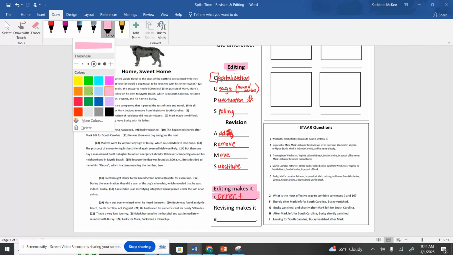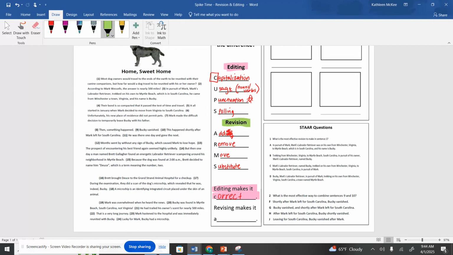On the other hand, revision, is making it, going with our A here, awesome. So if you can remember, editing is CUPS, revision is ARMS, then you can also remember the C and the A. Editing makes your writing correct, following all the rules, and revision just makes it better. It makes it awesome. Okay?